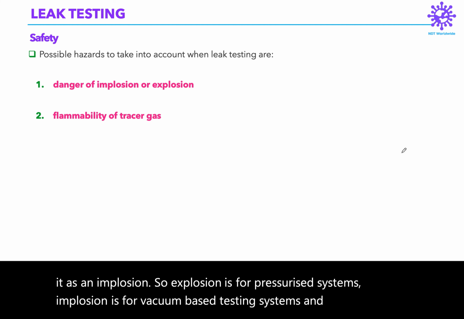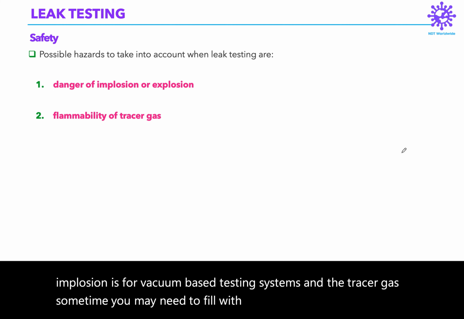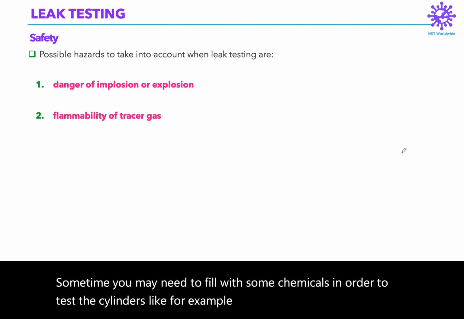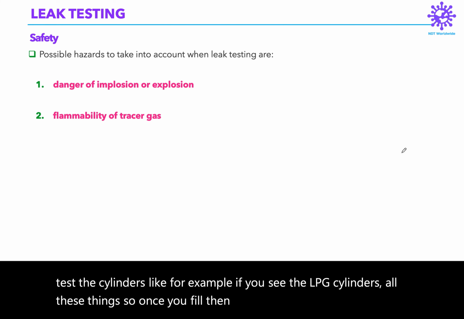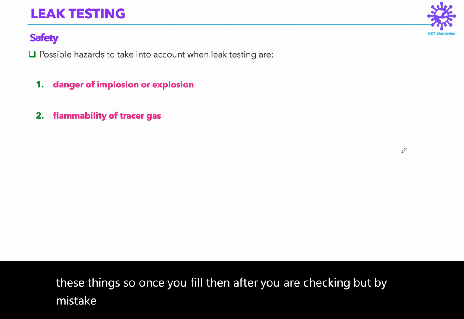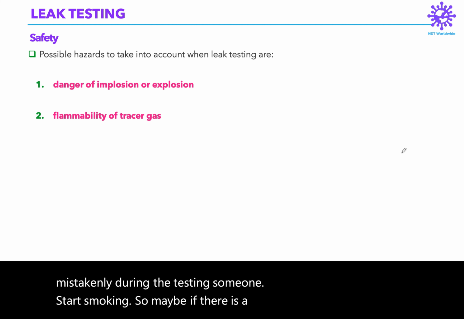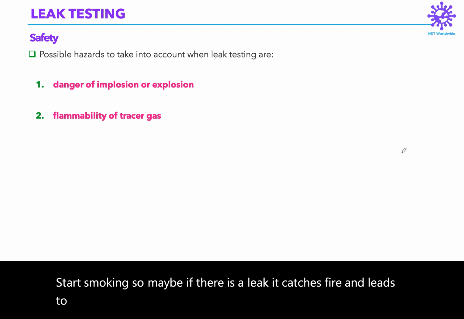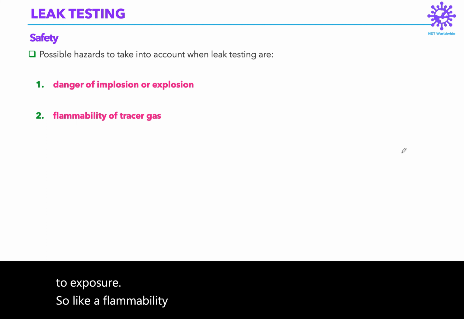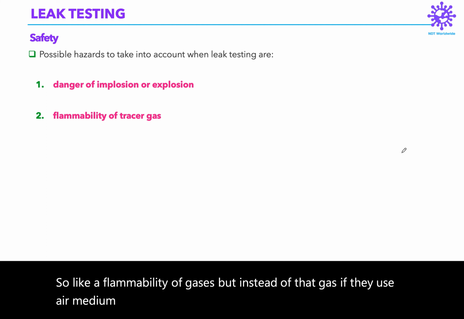And the tracer gas. Sometimes you may need to fill with some chemicals in order to test the cylinders, like for example LPG cylinders. Once you fill, then after you are checking, but if someone mistakenly starts smoking during the testing, maybe if there is a leak it catches fire and leads to explosion. So that is the flammability of gases. But if they use an air medium instead of that gas, then even if you smoke, nothing will happen.